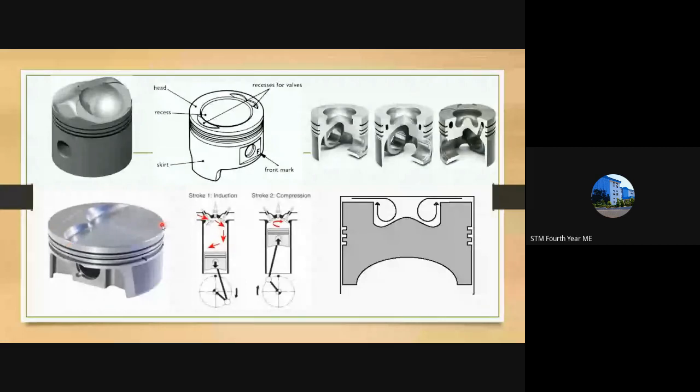Okay. Now, what is swirl? Swirl is shown here. The purpose of swirl is nothing but to mix the air and fuel molecules. So why do you have to mix?